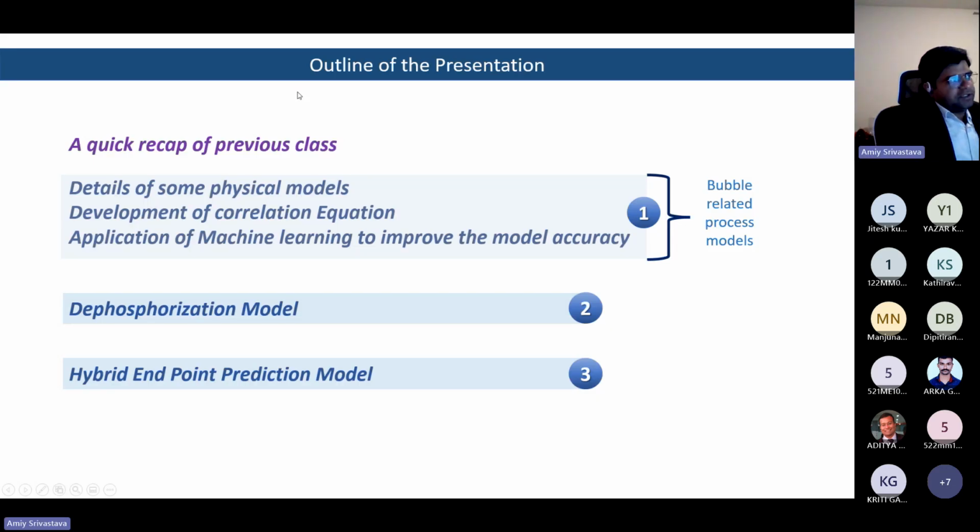So, the outline of the presentation, what I'm going to talk about today. Firstly, I will give you a quick recap of the previous class, what we learned yesterday, and how I am going to connect the previous class with this class. And then I'm going to talk about the details of some physical models, then development of correlation equations.